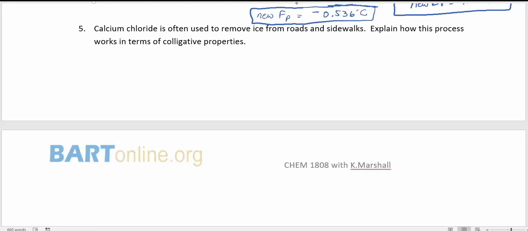Calcium chloride is often used to remove ice from roads and sidewalks. Explain how this process works in terms of colligative properties. Well, calcium chloride has this as its formula unit, CaCl2. So that's an i value of 3. We get 3 particles there. An i of 3 will reduce the freezing point more than an i of, say, 1, being sugar, or 2, even sodium chloride. So calcium chloride will reduce that freezing point by getting in between those solvent molecules and preventing them from locking together.